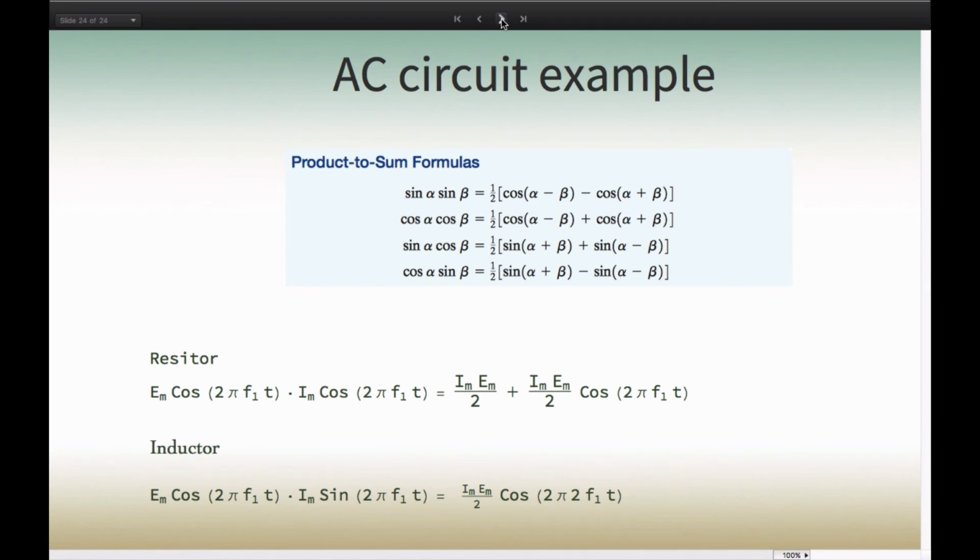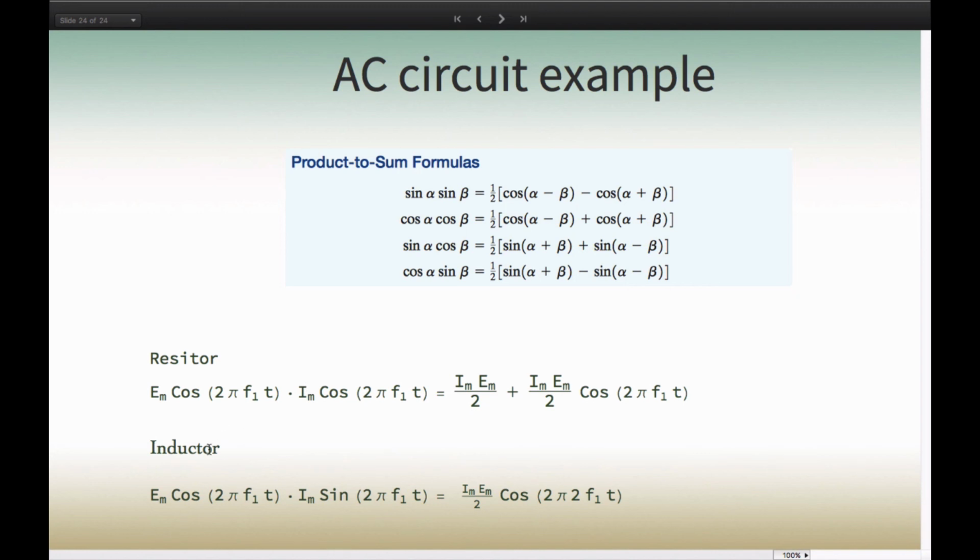I would like to conclude with an example taken from AC circuits. For a resistor, the instantaneous power is determined by multiplying the voltage times the current. Now for a resistor, the voltage and current are in phase. Thus, using the trig identity above, we find the resulting power looks like this, and there is a non-zero average term, and thus this will be the average power for the resistor.